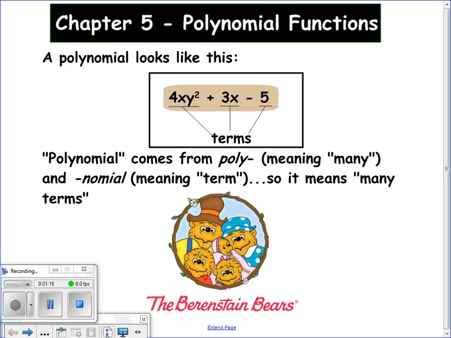Today we're going to start talking about, not just quadratics, but polynomials. So things that have higher exponents than just x squared. First thing is you need to know what the word polynomial means. Poly means many. Nomial means term, so many terms. That's what polynomial means. So this has 1, 2, 3. It's kind of like the chunks of a problem.